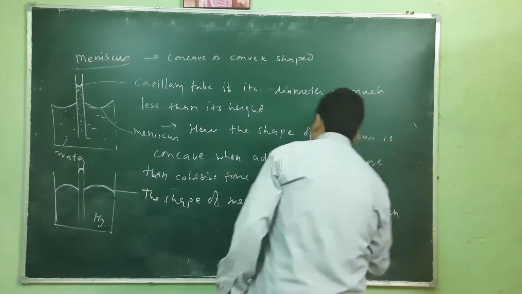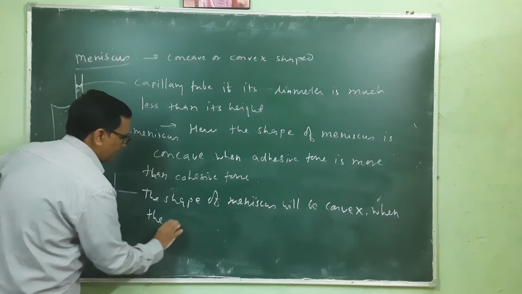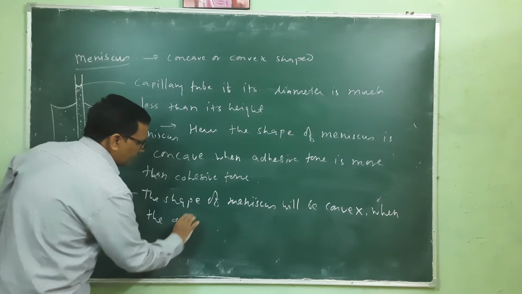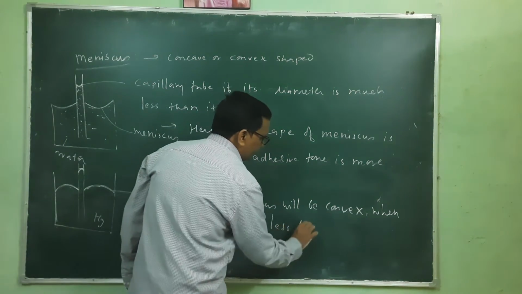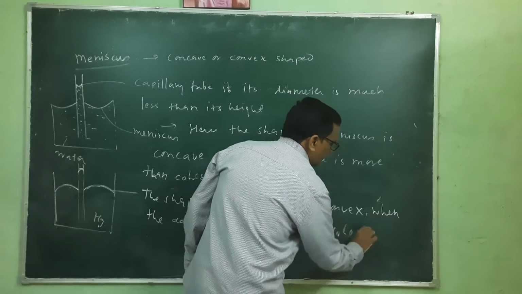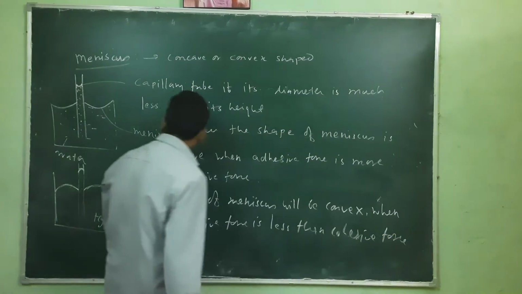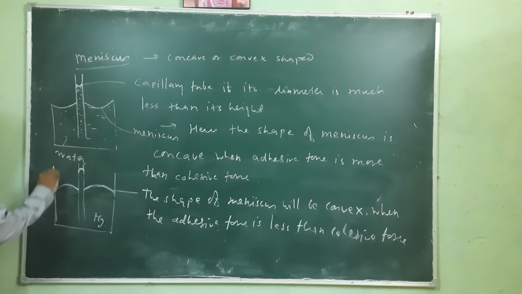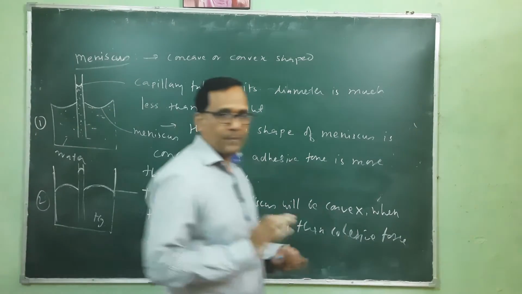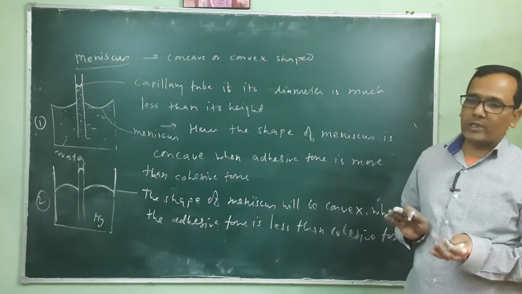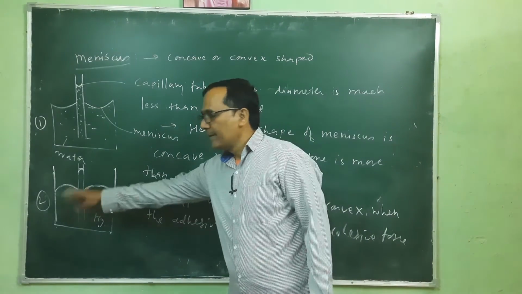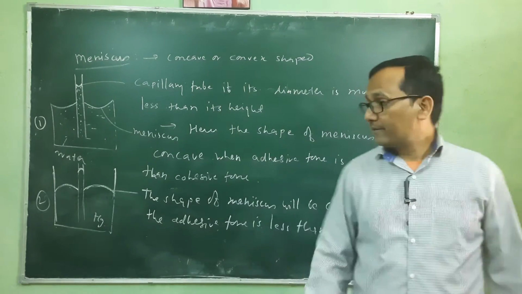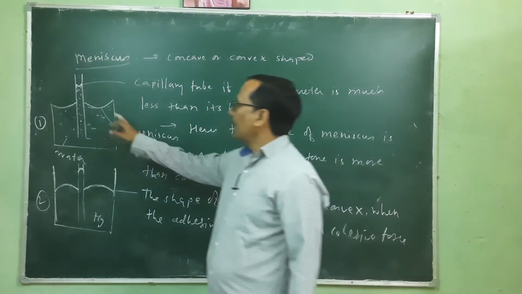The shape of the meniscus is convex when the adhesive force is less than the cohesive force. So this is the first case, and this is the second. The shape of the meniscus depends on the adhesive and cohesive force. If the cohesive force is more compared to the adhesive force, then the meniscus will be convex, and if the reverse is true, then it will be concave.